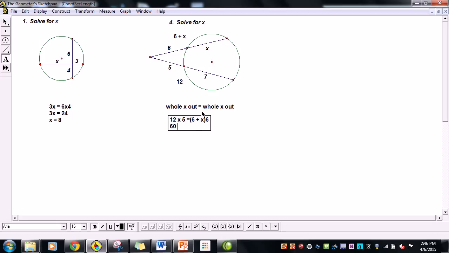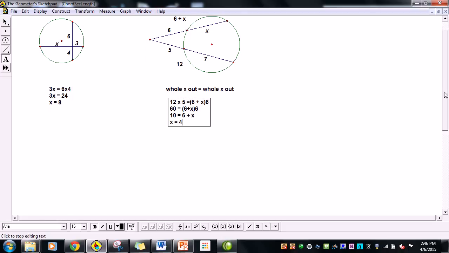So I get 60 equals, and now I could do one of 2 things. I could either distribute that 6, or I can divide by 6. I'm just going to divide by 6, right? So I get 10 equals 6 plus x, which of course makes x equal to 4. Okay? So that's that. Okay? Again, we're dealing with lengths of segments, and we use a chord rule here, and we use a secant rule here.